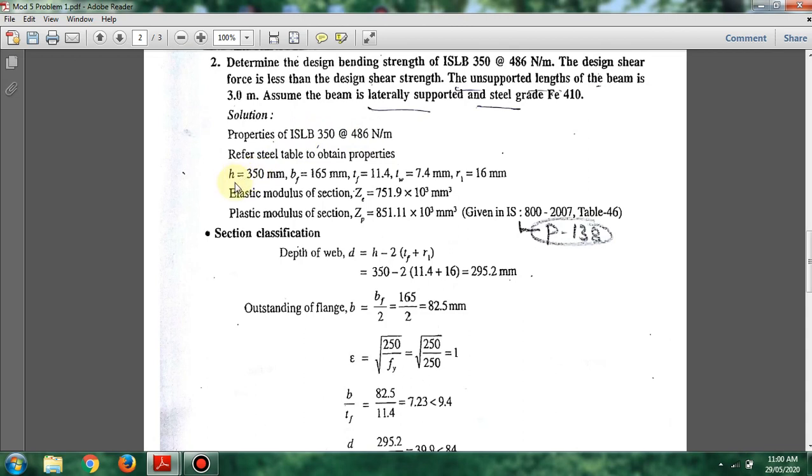So the first thing we have to do is write the properties of ISLB 350 at 486 Newton per meter. All those properties are there in the steel table. H is 350 mm, the depth of the beam, width of flange 165 mm, thickness of flange 11.4 mm, thickness of web 7.4 mm, radius of root R1 is 16 mm. So these properties are there in the steel table.